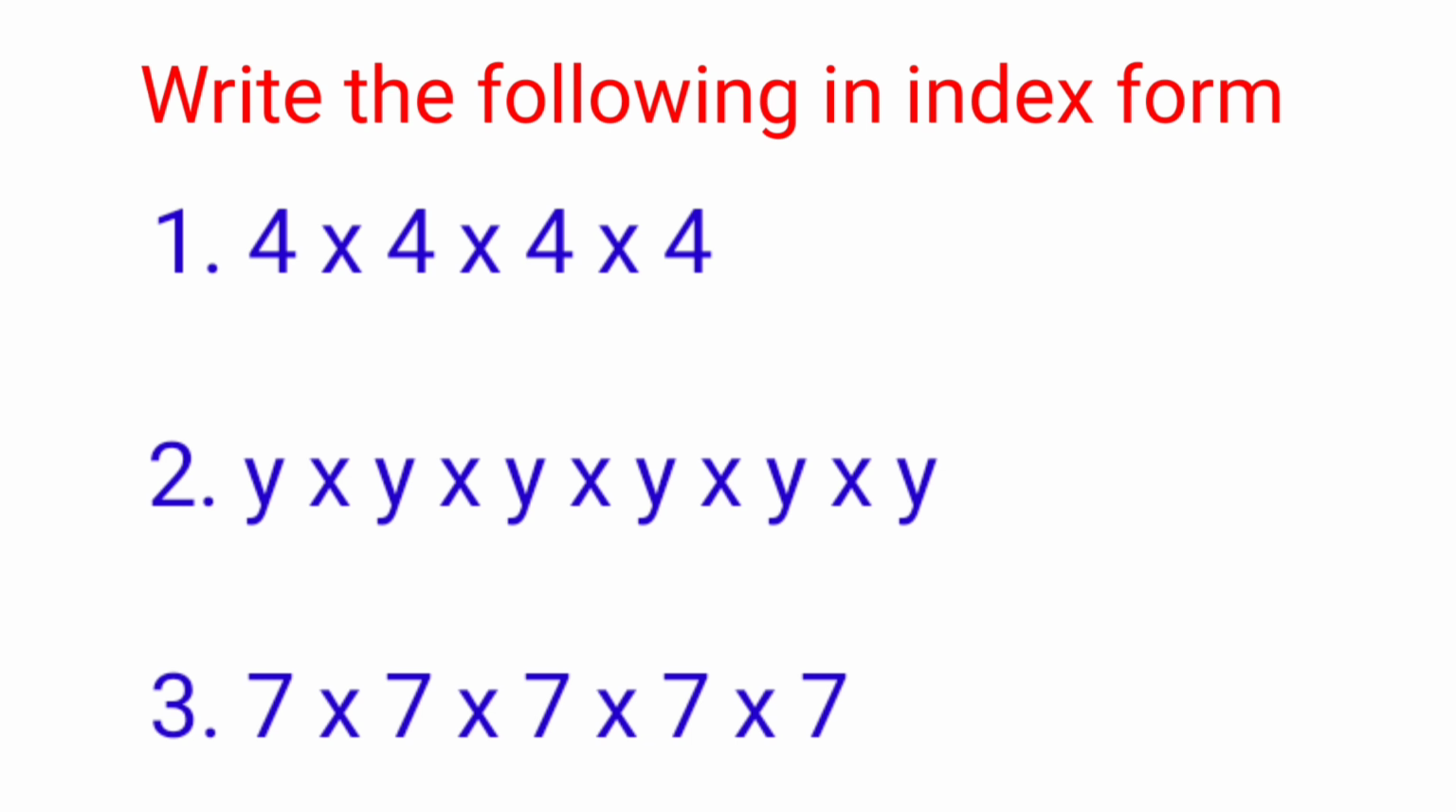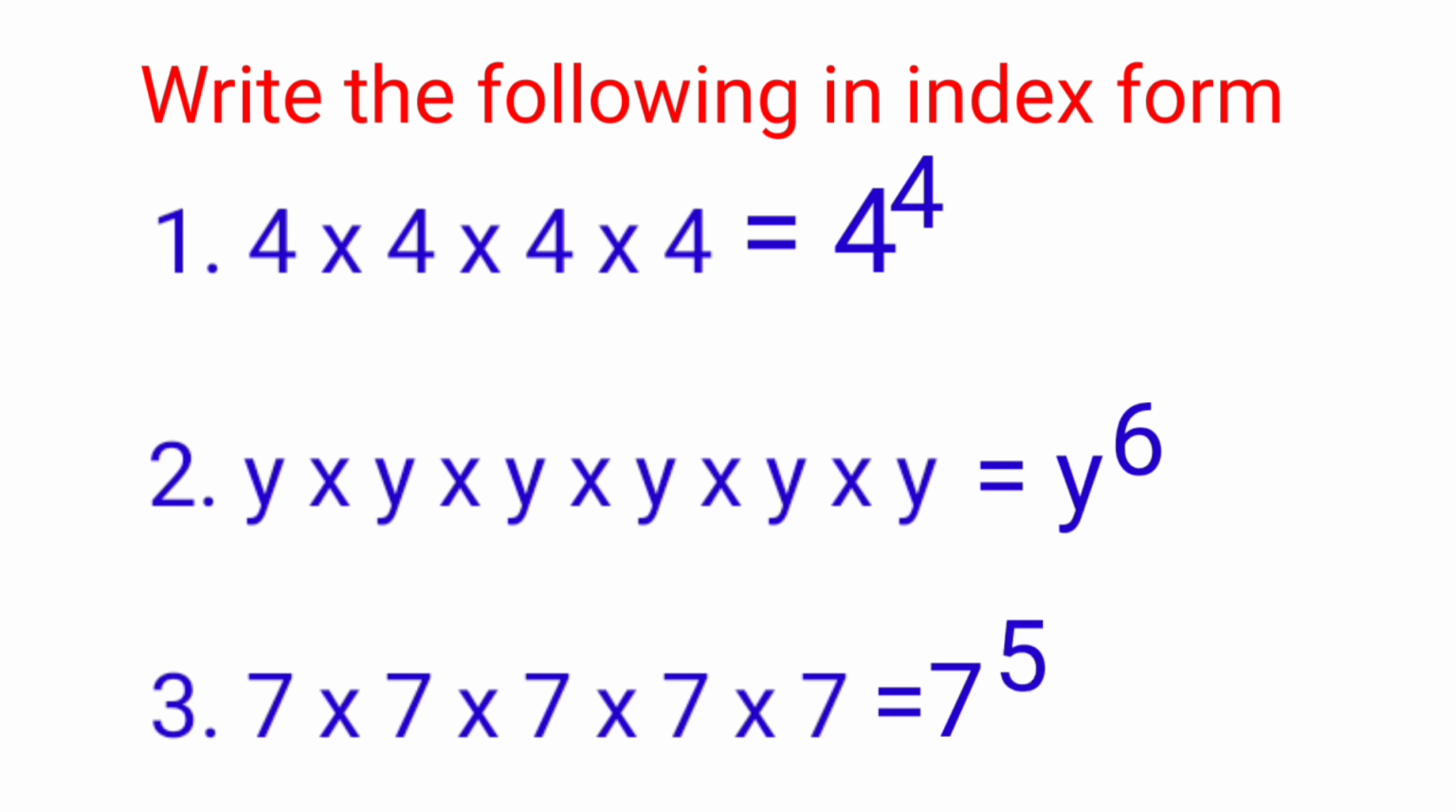Alright, so let's give the answers now. So 4 fours being multiplied together, how would you write that? I'm sure everybody got it right. That's 4 to the 4th. And then we have 6 y's being multiplied together. Sure everybody got that? That's y to the 6th. And then we have 5 7's being multiplied together, and that is just going to be 7 to the 5th. Alright, and everybody got those 3 easily.